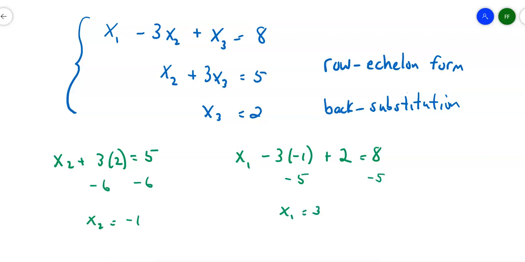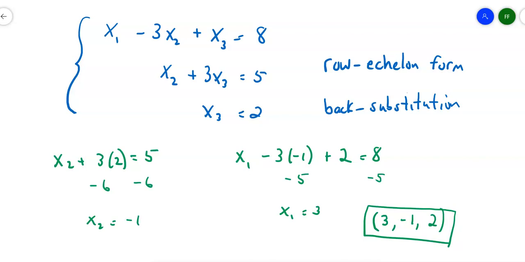So I can represent my answer as an ordered triple, right? If I was in 2 dimensions, I'd have an ordered pair. In 3 dimensions, I have an ordered triple. I put x sub 1 first, then I put x sub 2, then I put x sub 3, and that's my answer. Sometimes you might write it as x sub 1 equals, x sub 2 equals, x sub 3 equals, but I'm going to write it as an ordered triple.